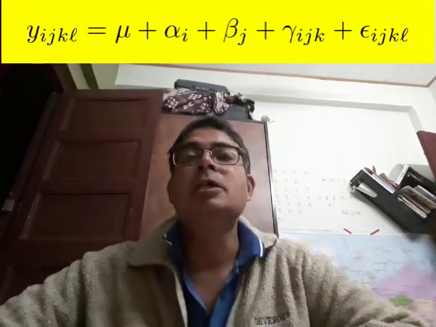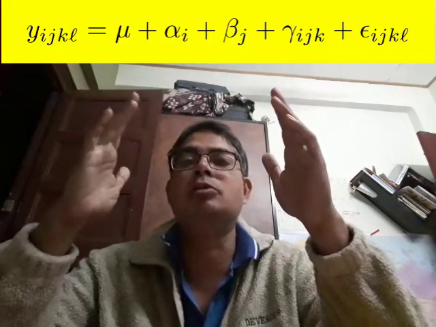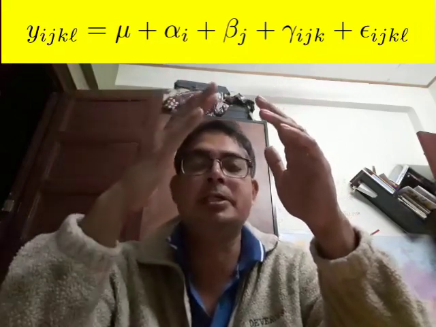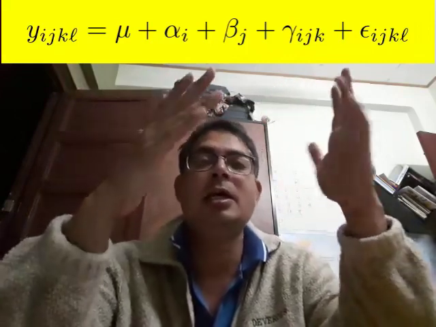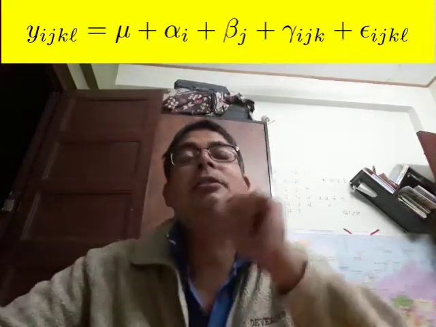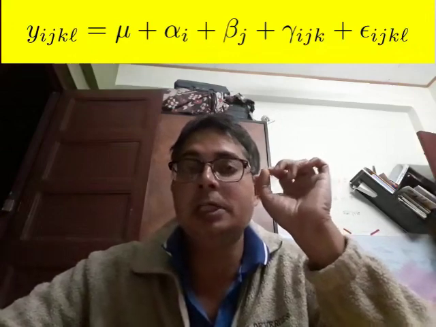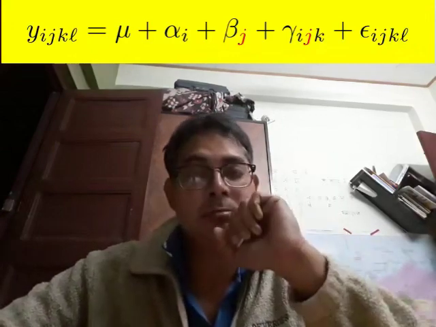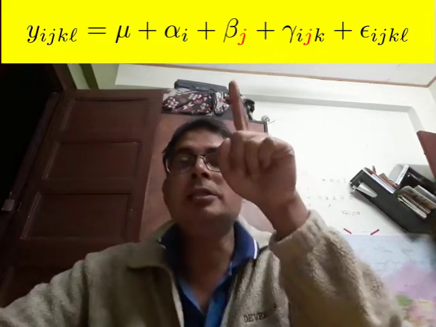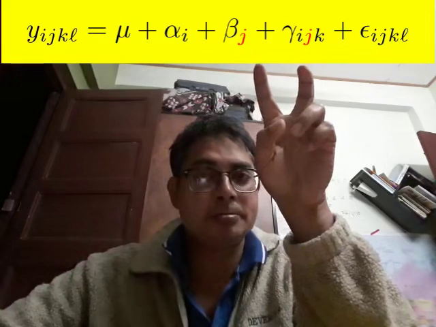Let me illustrate this with one example. Suppose you have this model y_ijkl equal to mu plus alpha_i plus beta_j plus gamma_ijk plus epsilon_ijkl, where you know that the cause behind using a random effects is that variable j. So anything that involves j, you are going to make that a random effect.